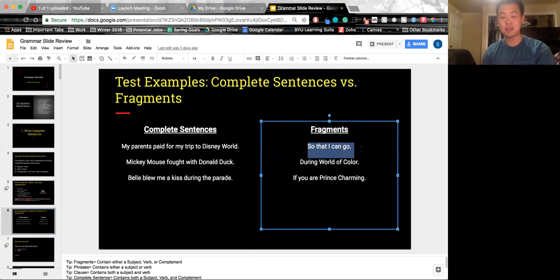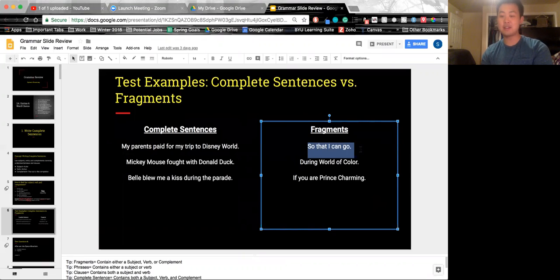Next, let's go through another example. Mickey Mouse fought with Donald Duck. What is the action taking place? Fought. Who was doing the fighting? Mickey Mouse. What was the complement? Who's Mickey fighting with? Donald Duck. So the verb is fought, the subject is Mickey Mouse, and the complement is Donald Duck.